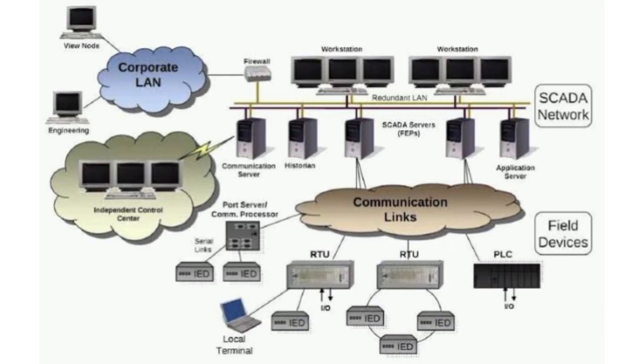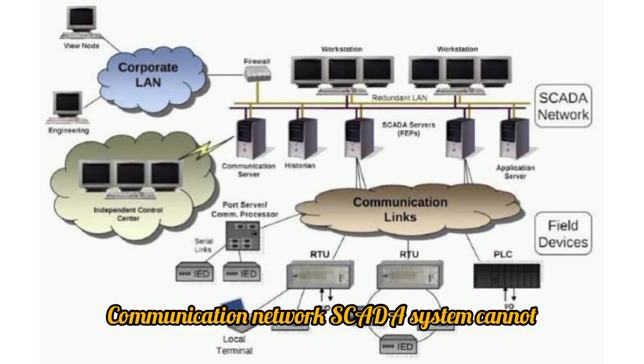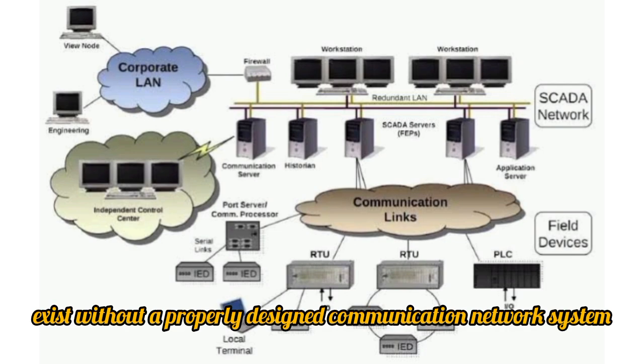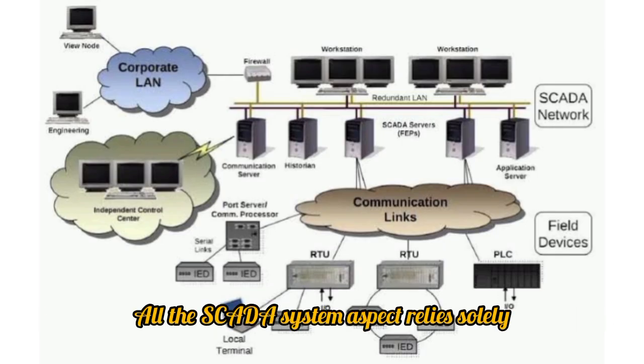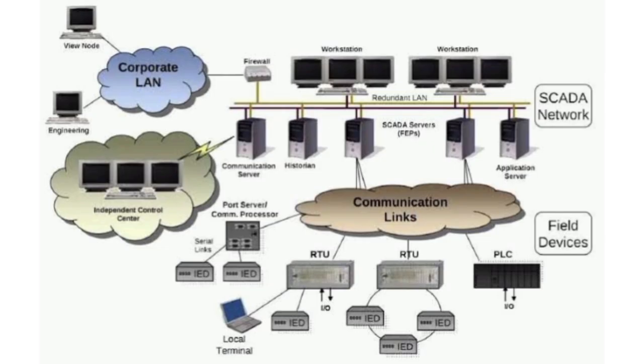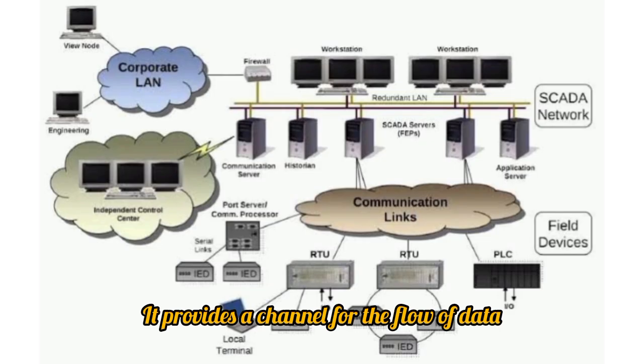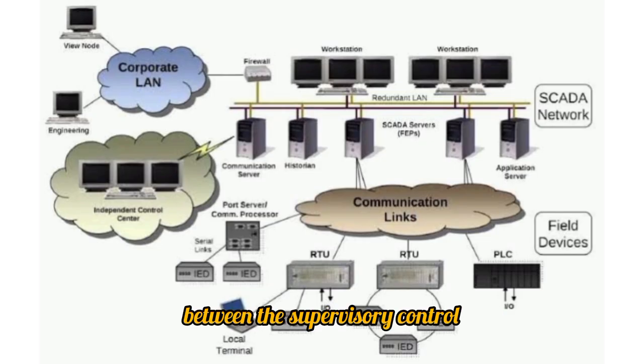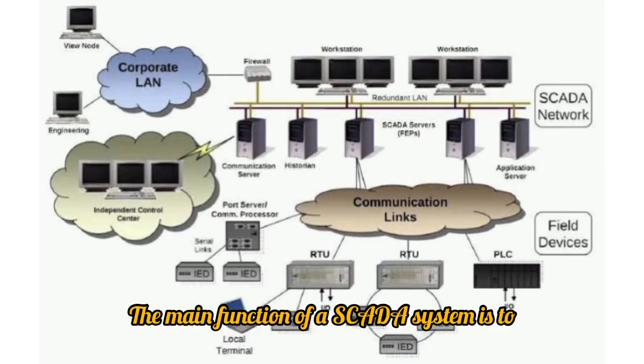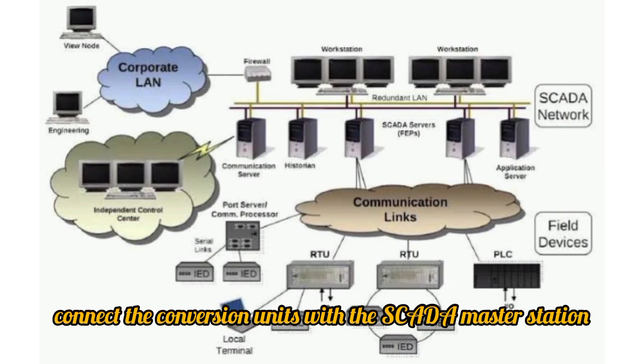Communication network. A SCADA system cannot exist without a properly designed communication network system. All the SCADA system aspects rely solely on the communication network. It provides a channel for the flow of data between the supervisory control, the data acquisition units, and any controller that is connected to the system. The main function of a SCADA system is to connect the conversion units with the SCADA master station.